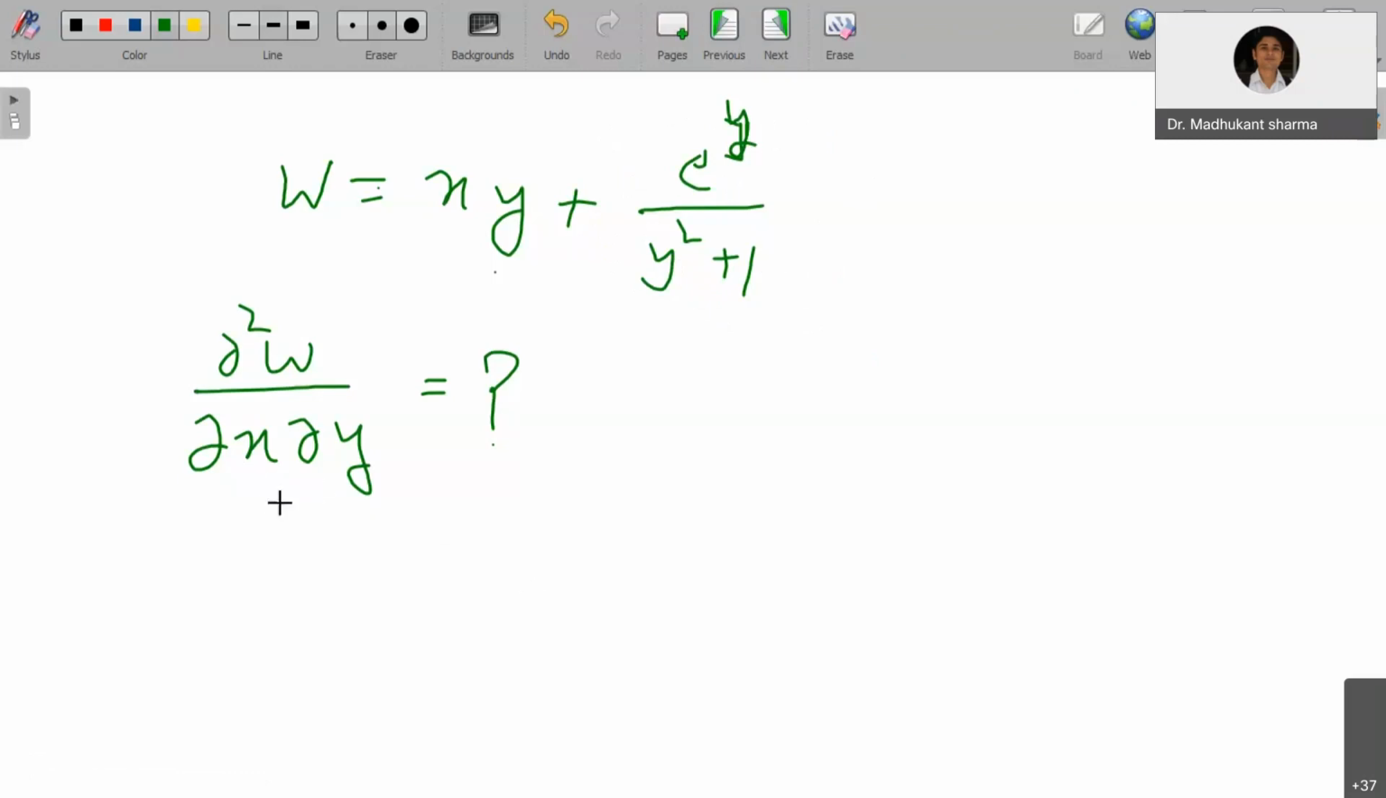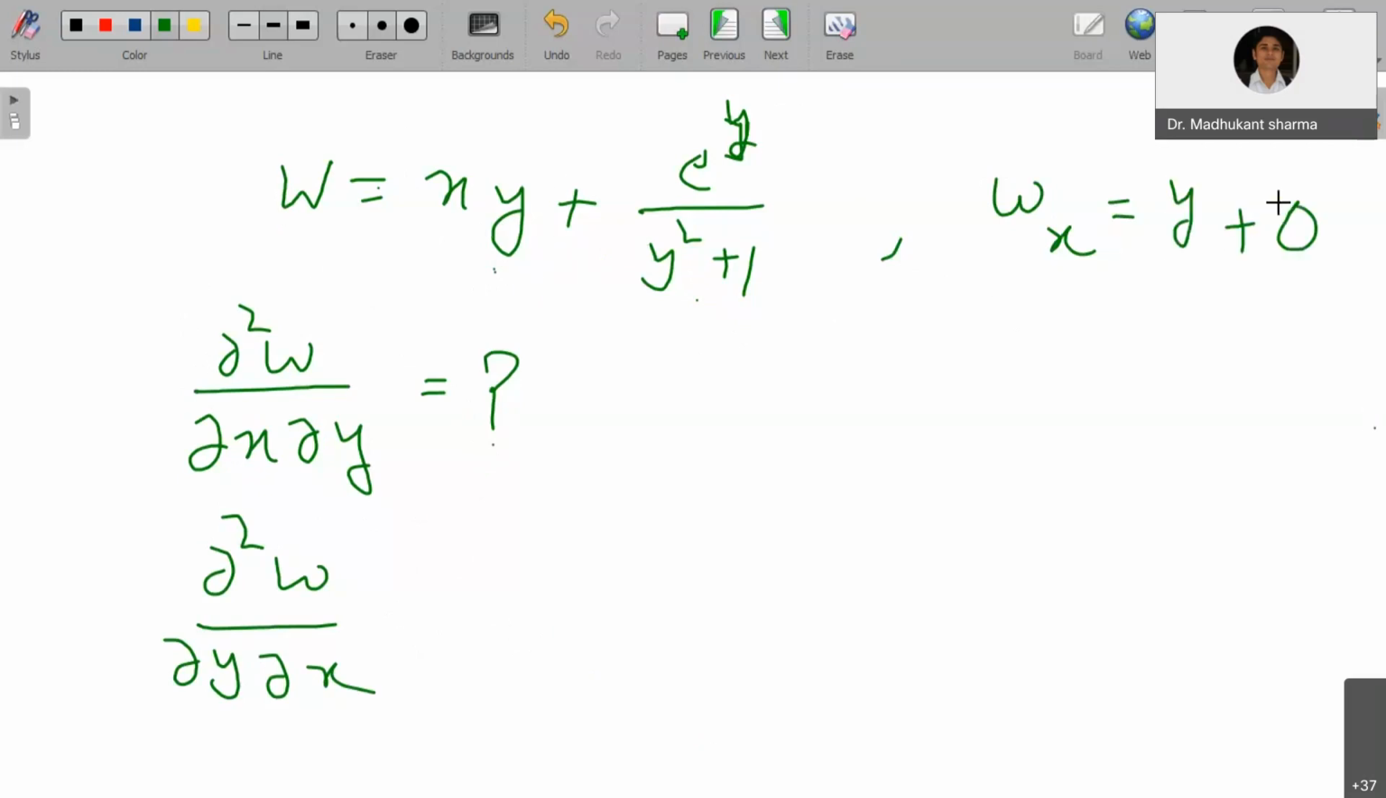Okay, now if you differentiate first with respect to Y, because you are interested in dou square W by dou X dou Y, then you have to differentiate both the terms together. But if you differentiate dou square W by dou Y dou X, I will go this way. Okay, what will it give me? I can differentiate, let's say, first with respect to X. What is the derivative with respect to X? The first term derivative is Y. The second term derivative is 0. And now if I differentiate with respect to Y, that is going to be 1. So this is how it makes your life simple.